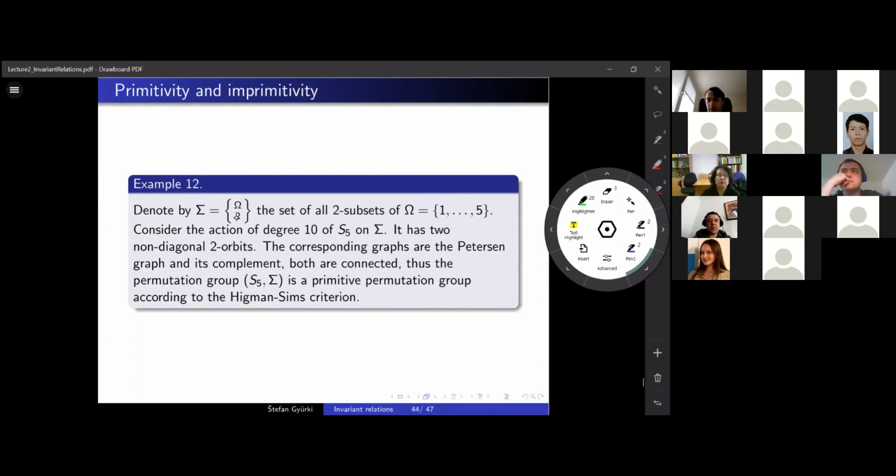So just a few examples to demonstrate this nice criterion. Let us consider the action of the symmetric group of degree 5, but not in its usual action, but the action on the 2-subsets of the 5-element set. That means that this action will have degree 10 because the 5-element set has 10 2-subsets.